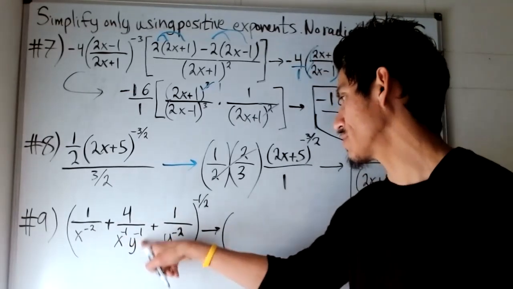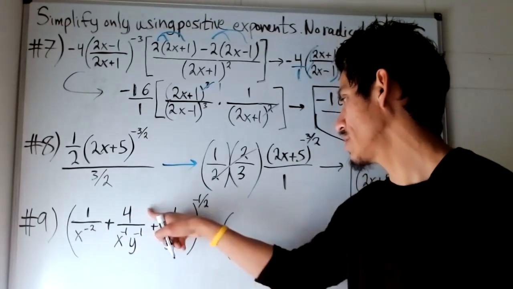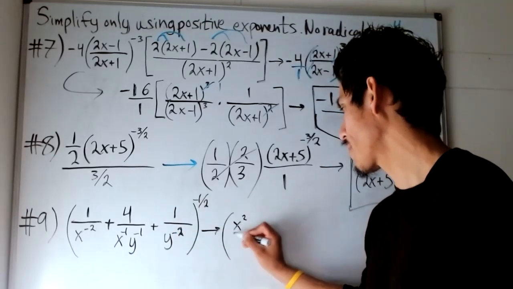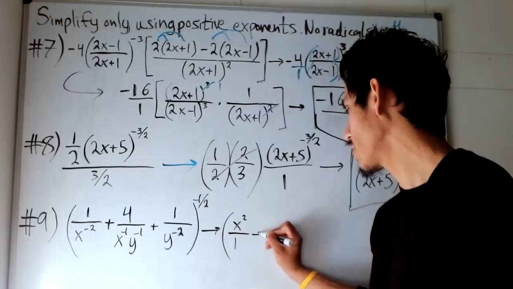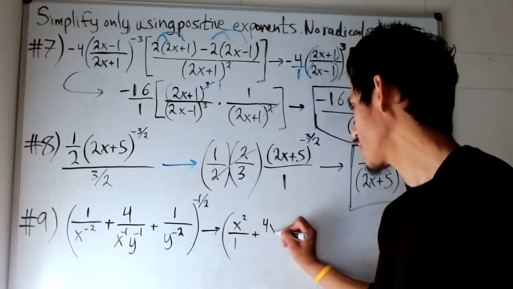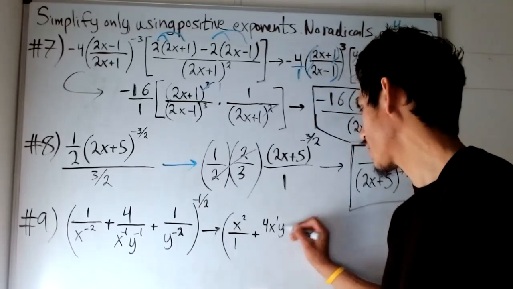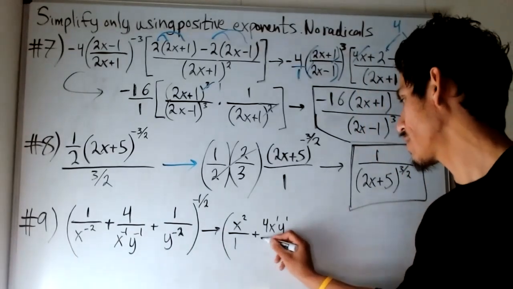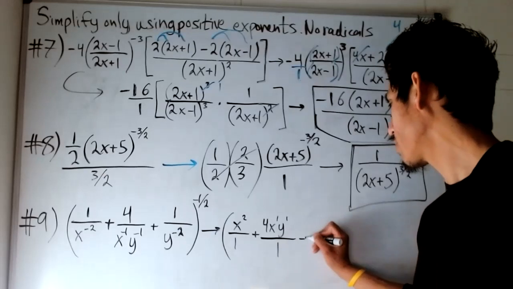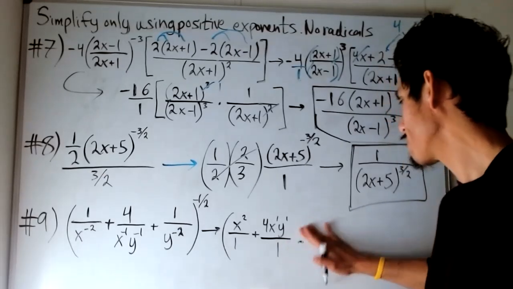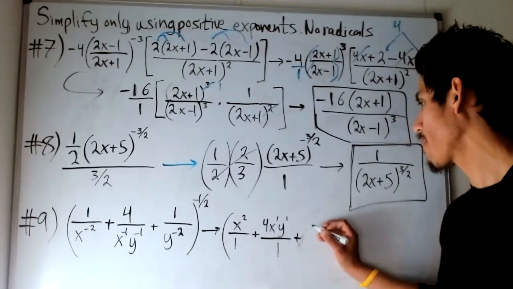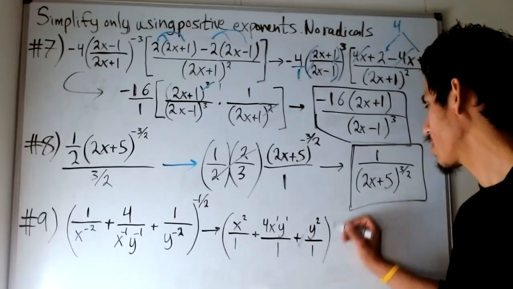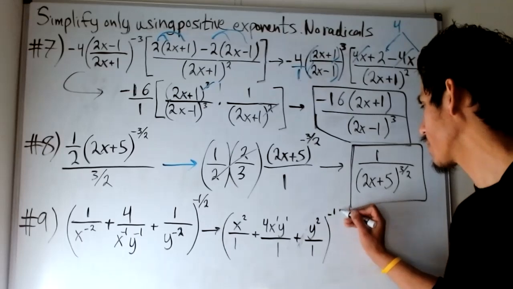So let's make all these exponents positive by bringing them to the numerator. So we just have x squared over 1 plus 4 times x to the 1 times y to the 1. I could just write x and y if you want. Plus a y squared over 1. All to the negative 1/2 power.